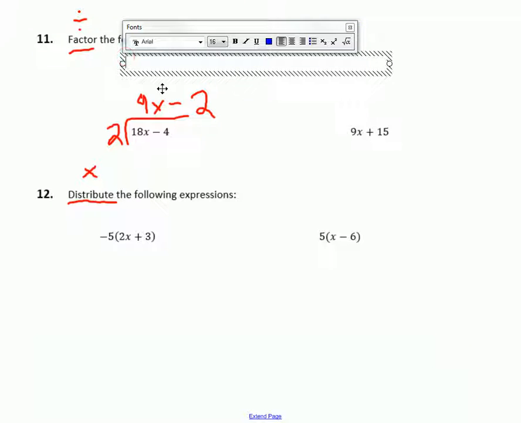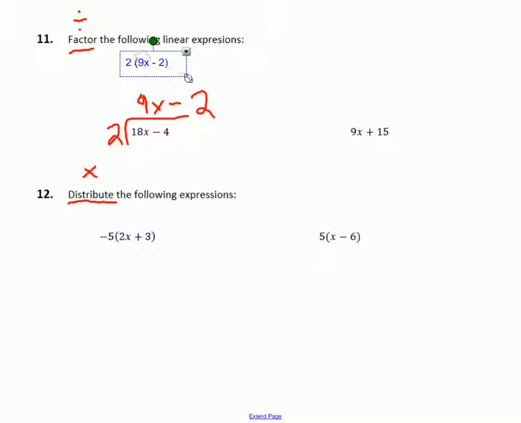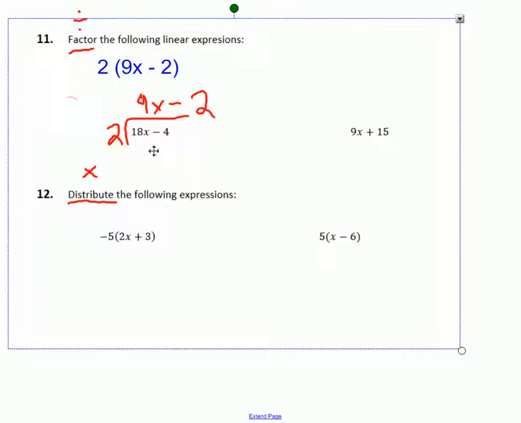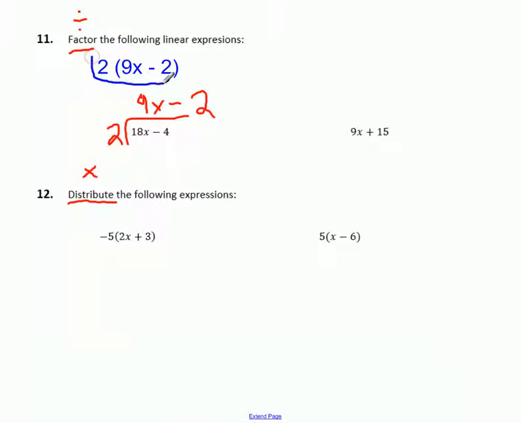So here is my final answer. 2 parentheses 9x minus 2. This whole expression, this blue expression, is my answer. This is equal to 18x minus 4. So when you are on your test, make sure that you include the 2. Has to go in there. Otherwise, what you're writing has to be equal to 18x minus 4.